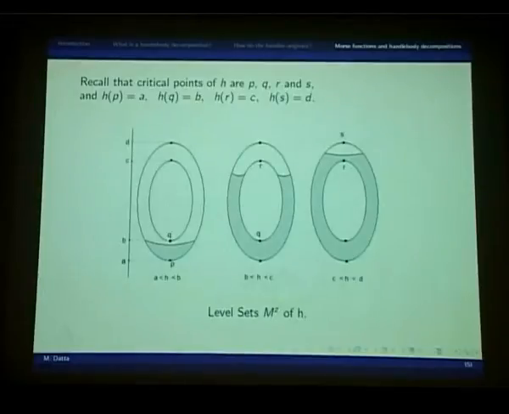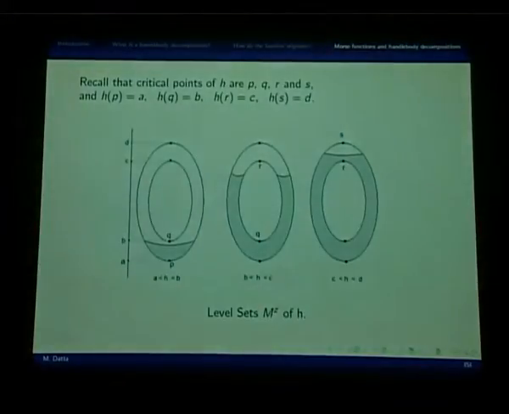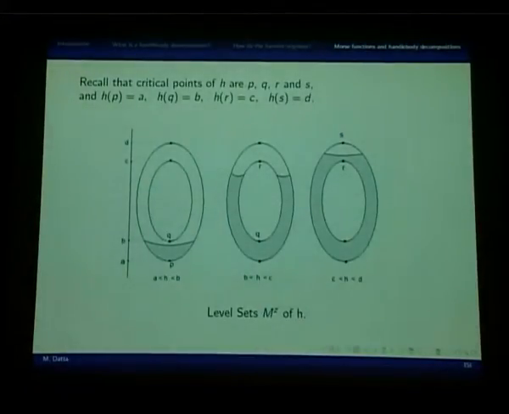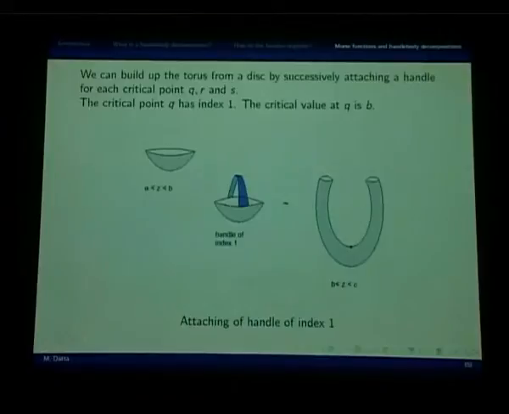Now, as I have passed through Q, I have a critical point of index 1. When I go from the second picture to the third picture, I have passed through a critical point which is of index 1 again. And finally, when I have covered everything, we have a critical point of index 2 at S. So, I would like to explain this change in the next figure.